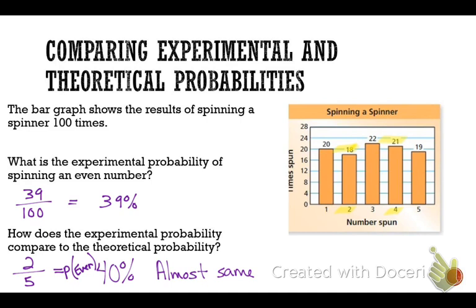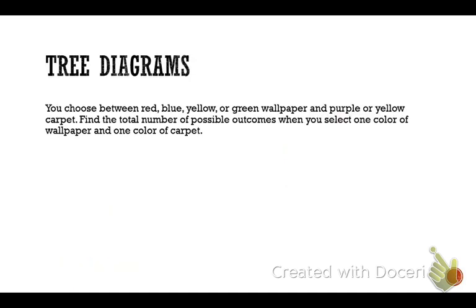All right, do a tree diagram. Remember, you want to start with the category that has the fewest options. So you choose between red, blue, yellow, green wallpaper, and purple or yellow carpet. I didn't make this problem up. Whoever did definitely does not have any fashion sense. So find the total number of possible outcomes when you select one of each. Don't worry that it's not like you can pick 2.